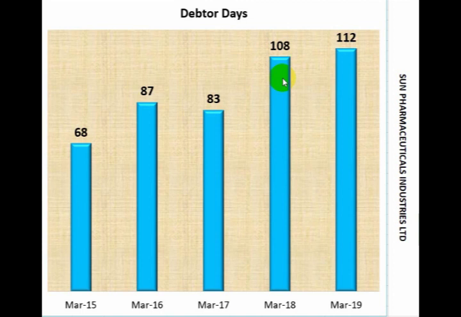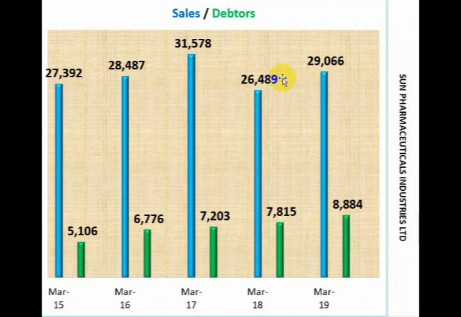Anything above 90 days of customer credit needs to be investigated as to why the company needs to give such high credit days to its customers. Payment when not received from the customers on time puts a lot of pressure on the working capital requirements. Individually, we can calculate the debtor days by dividing the debtors with sales and then multiplying that by 365. So here in March 19, we can see the same value of 30,000 crores of sales and 8,884 crores of payments still to be collected.